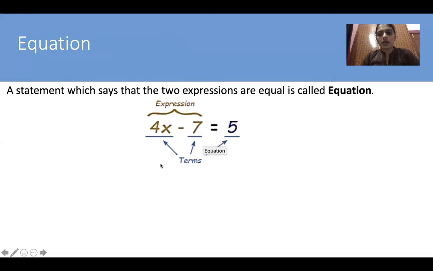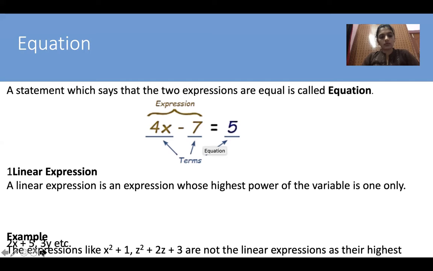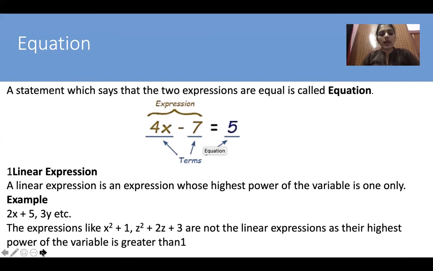Now, what is a linear expression? A linear expression is an expression whose highest power of variable is only 1. For example, 2x plus 5 is a linear expression as the highest power of variable is 1 here. This 3y is also a linear expression as the highest power of variable is 1.